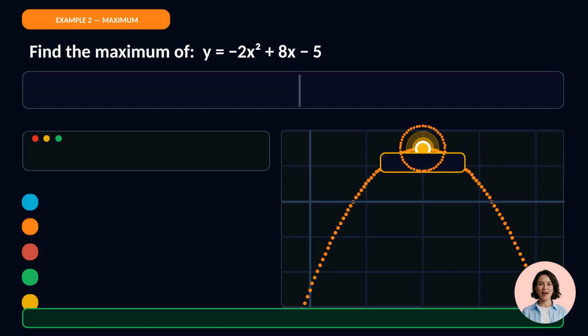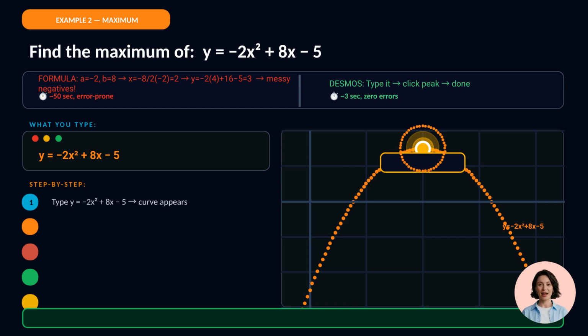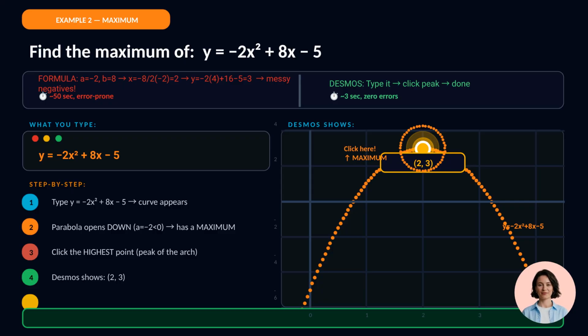Example 2, find the maximum of y equals negative 2x squared plus 8x minus 5. By formula, you're juggling negatives and it's easy to slip. In Desmos, type it, and because a is negative, the parabola opens down. Click the highest point, the peak. Desmos shows 2, 3. Maximum value is 3. Same 3-second flow, whether it's a min or a max.